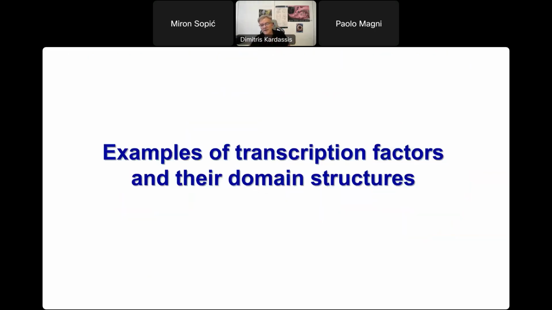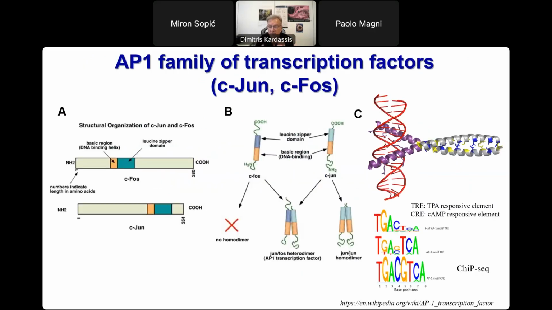Now, let's look at some examples of transcription factors and their domain structures. All the examples that I'm going to show you are from the cardiovascular field, but not only. Of course, there are no cardiovascular specific transcription factors. There are transcription factors which are involved in cardiovascular diseases, but not only. So one is the AP1 family of transcription factors.